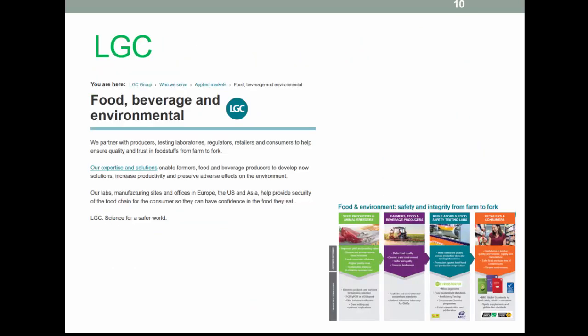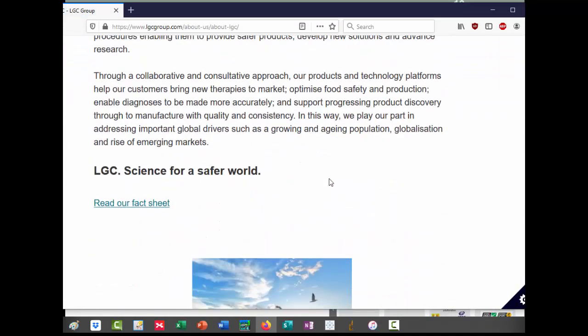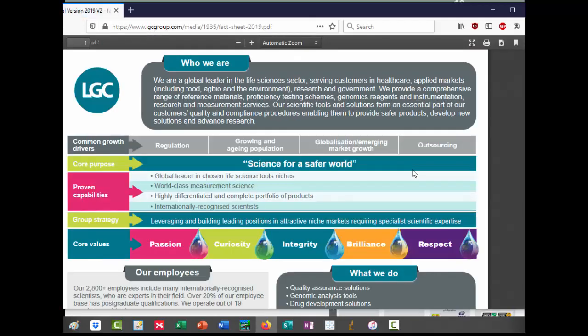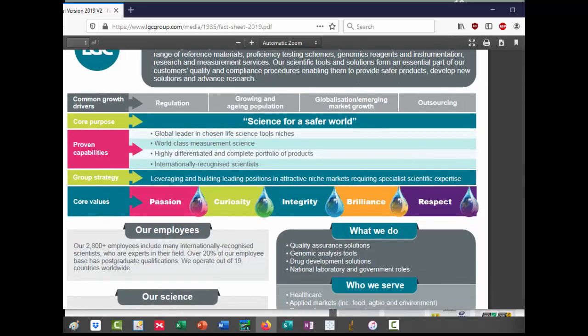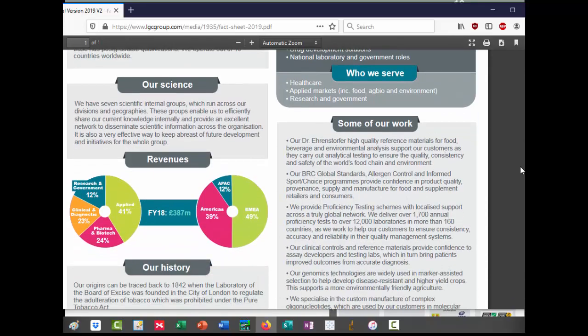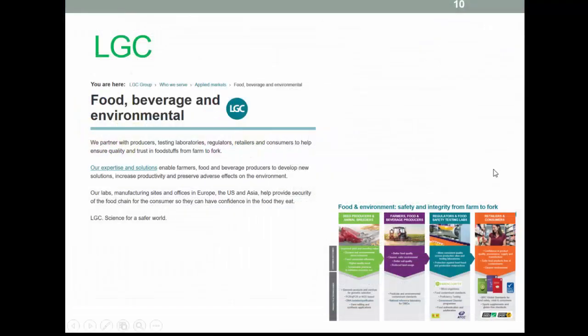The LGC, what used to be known as the Laboratory of a Government Chemist, is where this stuff is done nationally. If you click on the link, it'll open up their web page. It recruits chemists to it rather than food scientists, and they do quite a lot of stuff. There's a fact sheet about what they do there. So they do lots of things. Like Science for a Safer World is their core purpose. They do analysis. They do genomic analysis. They serve all sorts of people, including the food industry. And there's a list of the various things that they do. So worth having a look at if you're interested.